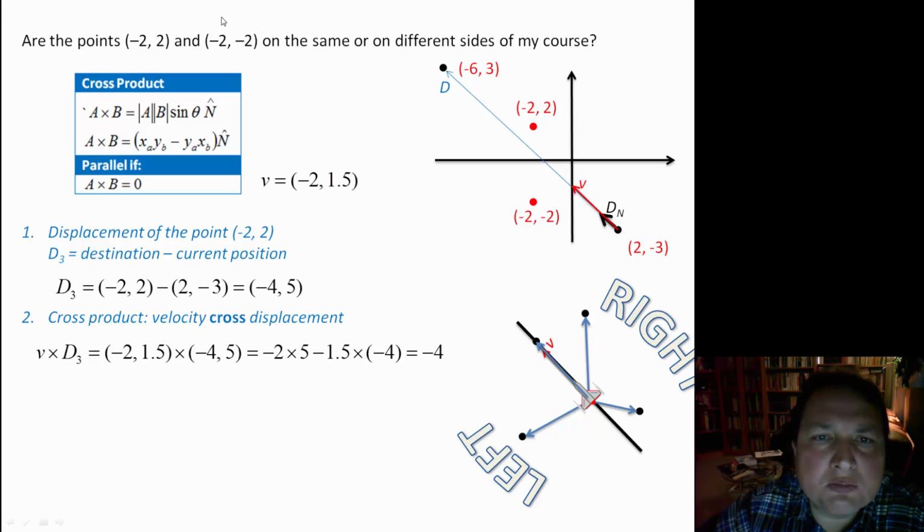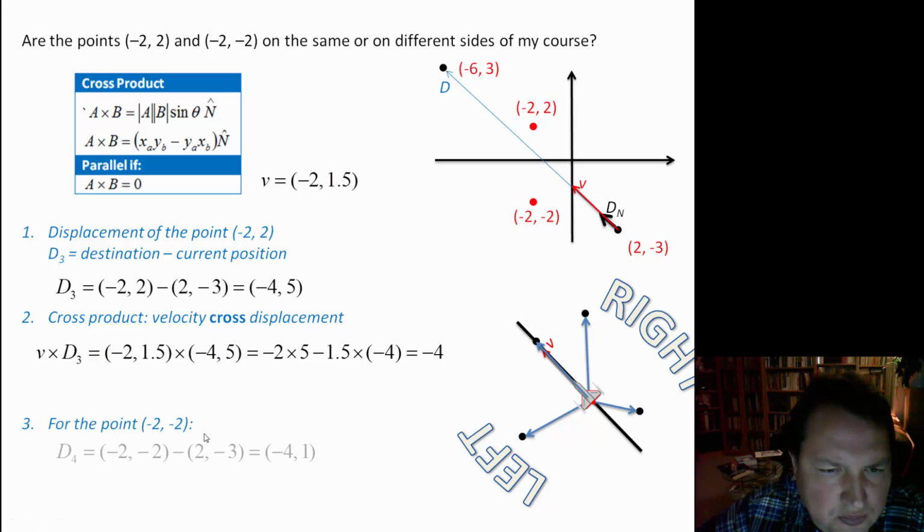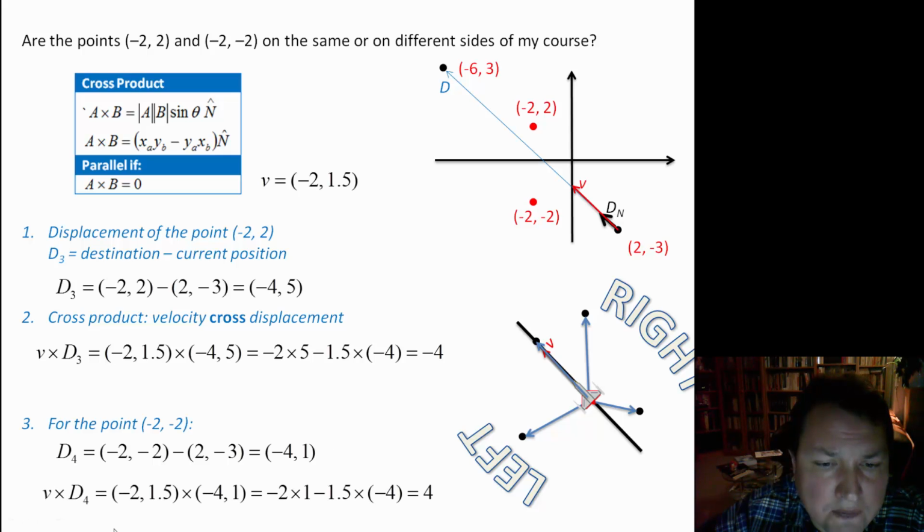How about the point -2, -2? For the point -2, -2, the displacement d4 is -2, -2 minus my current position 2, -3. The result is -2 minus 2 is -4, -2 plus 3 is 1. So that's the displacement for this vector here. And the cross product is here. You can double check this calculation, but the result is 4.